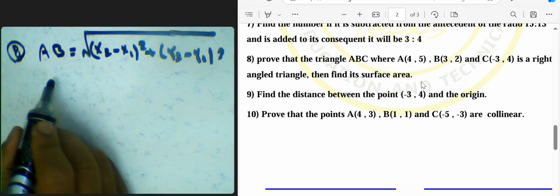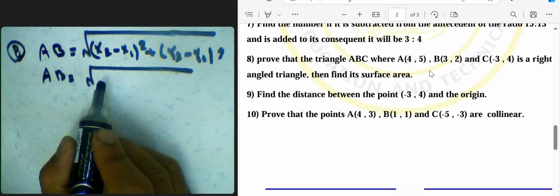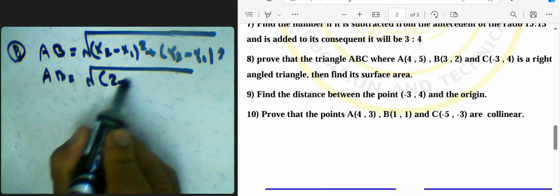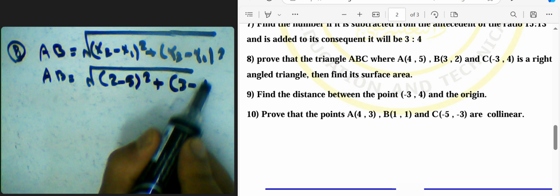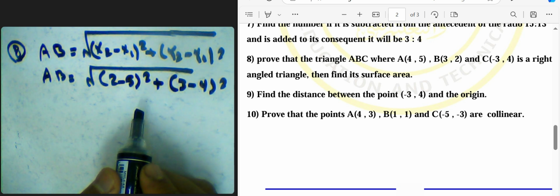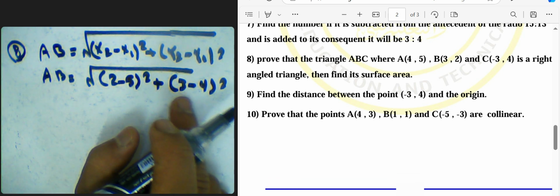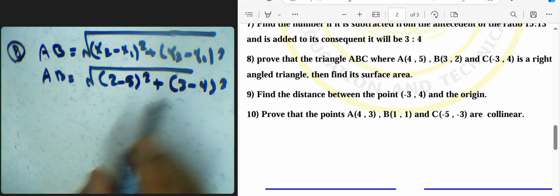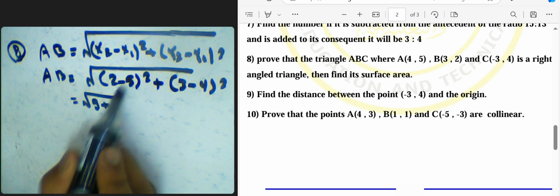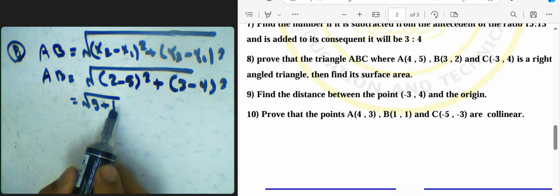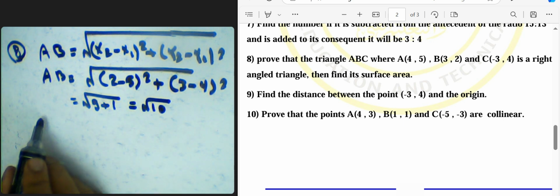Okay, look at this here about AB: square root of, we have here 2 minus 5, power 2, and 3 minus 4, power 2. Okay, we can write y2 minus y1 power 2 and x2 minus x1 power 2. I replace this. Okay, then the result will be 9, 3 power 2 is 9, and negative 1 power 2 will be 1. The result will be root 10. It's the length of AB. And what about BC?